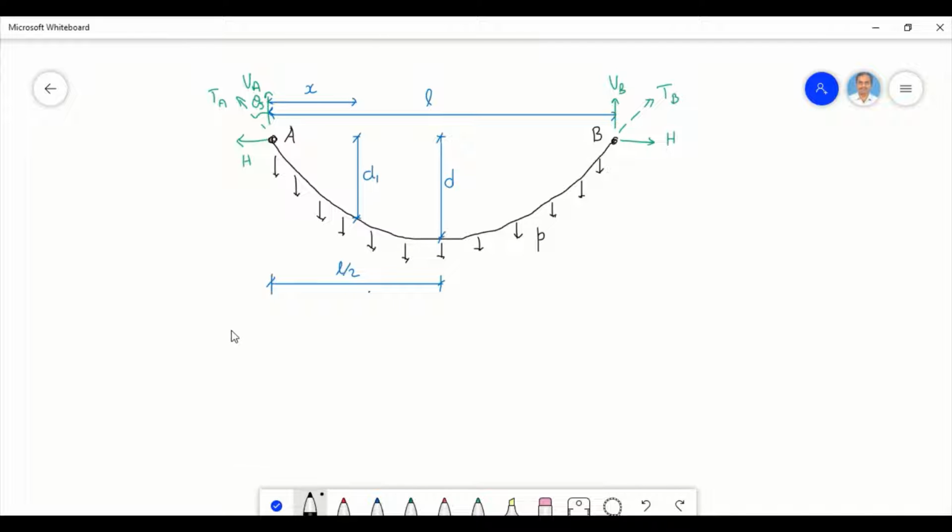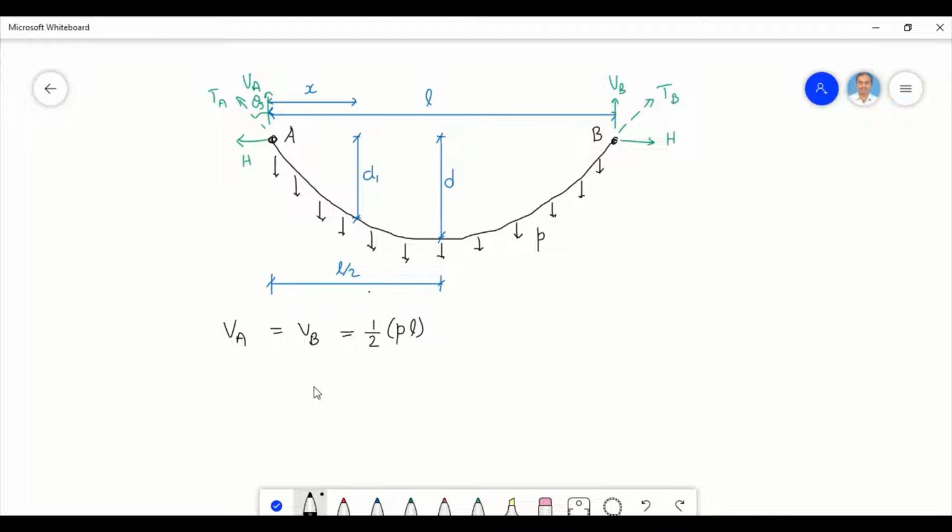And because of the symmetry, the vertical reaction at A as well as the vertical reaction at B will be equal. So this will be equal to half of the total load. Total load is the load intensity multiplied by the total length. So it is PL by 2. This is the value of VA and VB, both acting upwards.